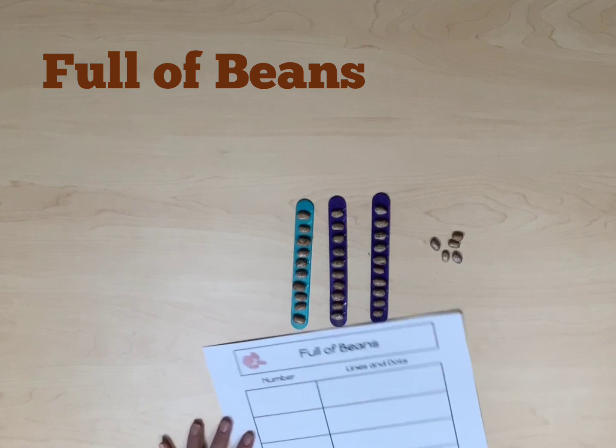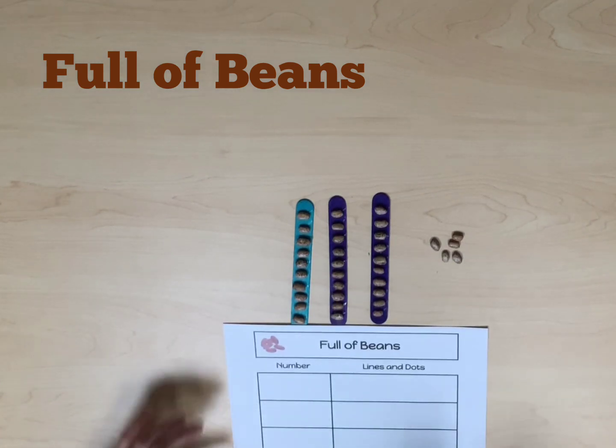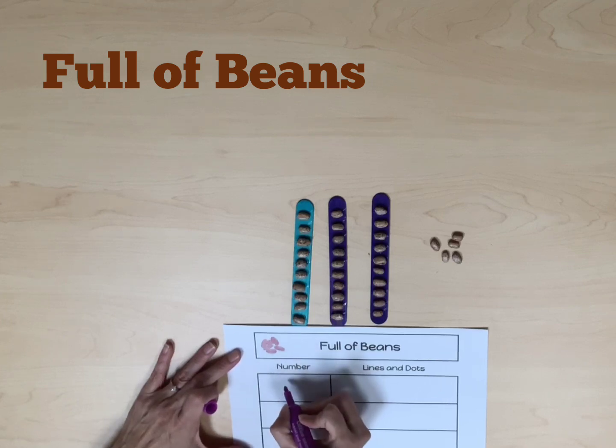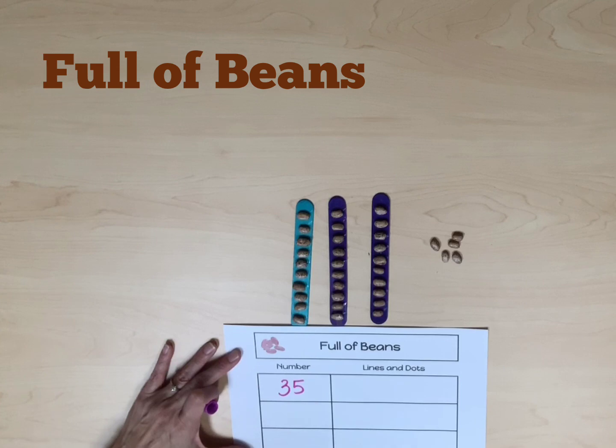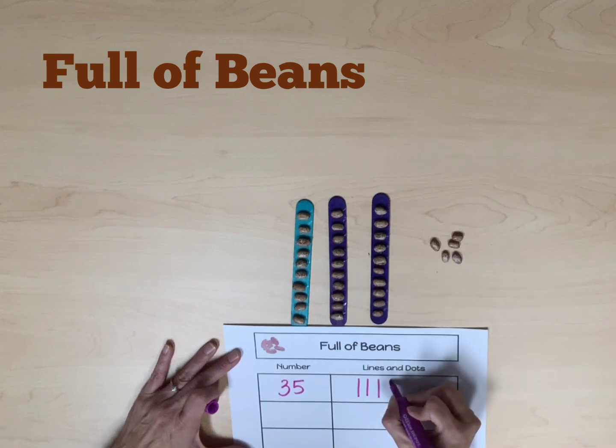Have them record what they just did on their Full of Beans recording sheet. The number I asked them to compose was 35. 35 is composed of 3 10s and 5 1s.